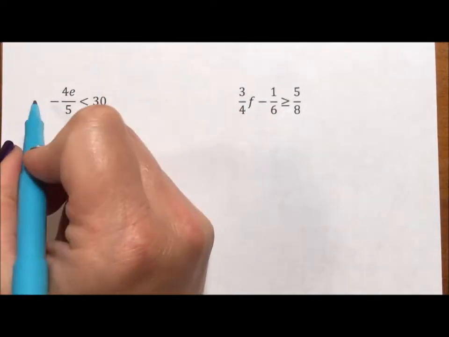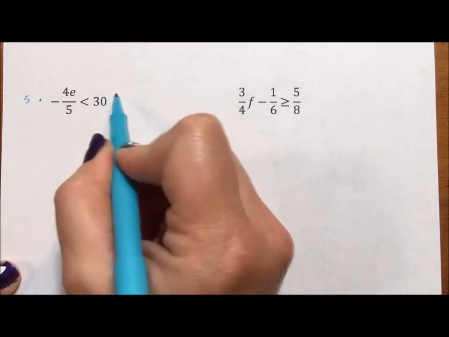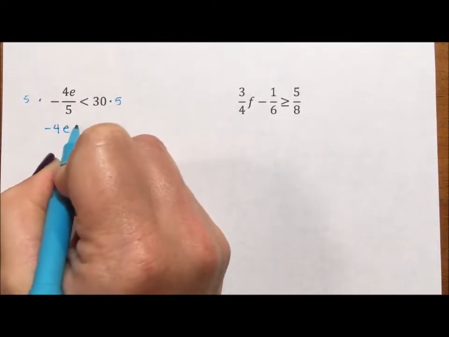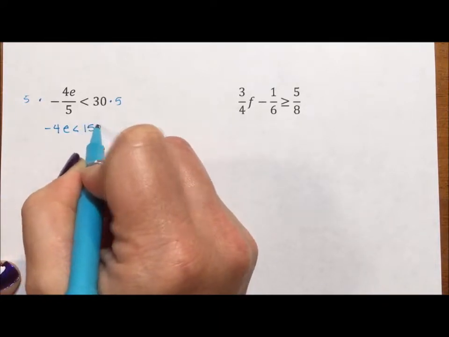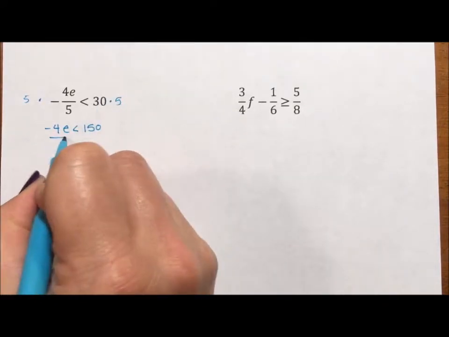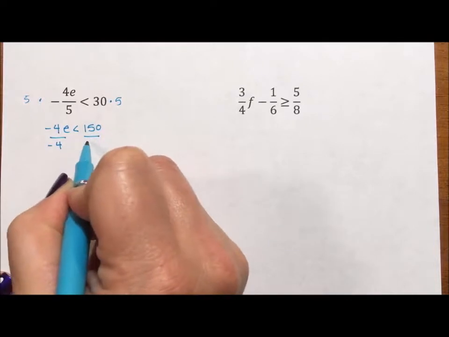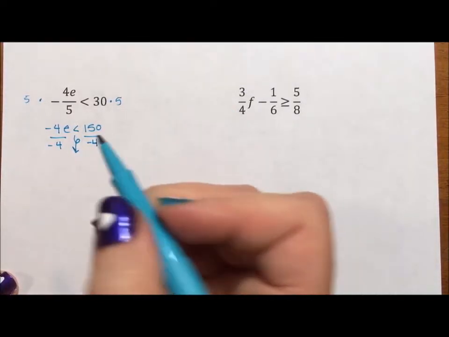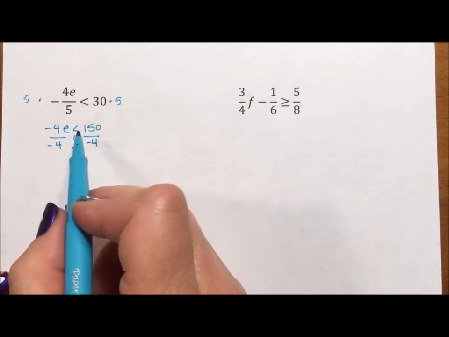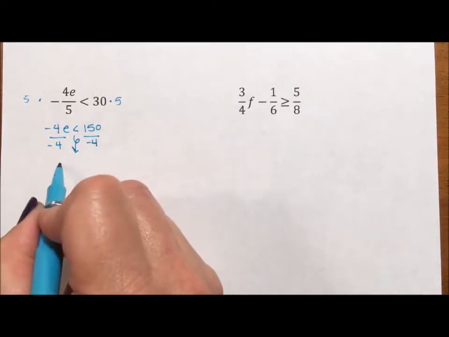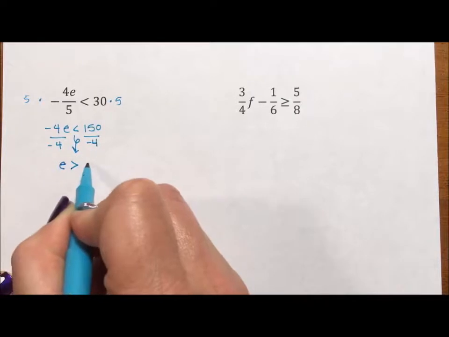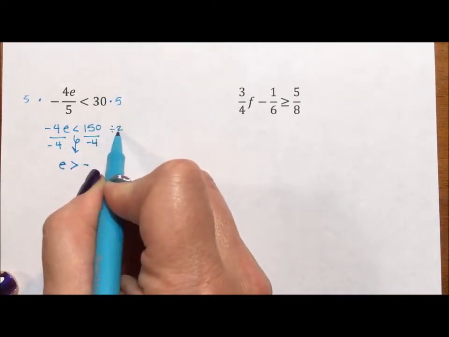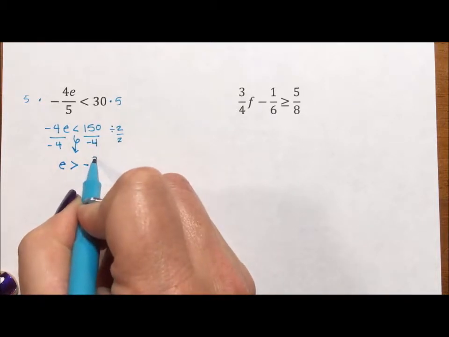One way is I'm going to multiply both sides by 5 so that I have negative 4E is less than 150. And then I'm going to divide both sides by negative 4. Now, when you multiply or divide by a negative number, you need to flip your inequality sign. That's the rule. Multiply or divide by a negative, flip the symbol, so that E is greater than a negative. Now, 4 doesn't go into 150, so I'm going to reduce this by 2. I'm going to get negative 75 halves.